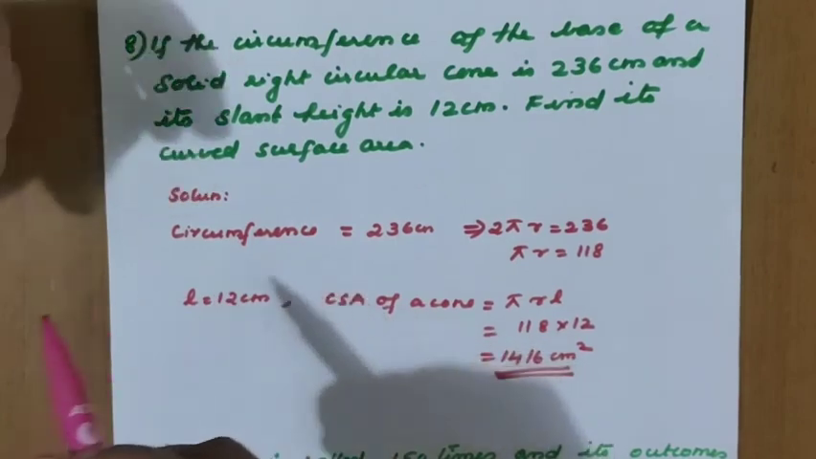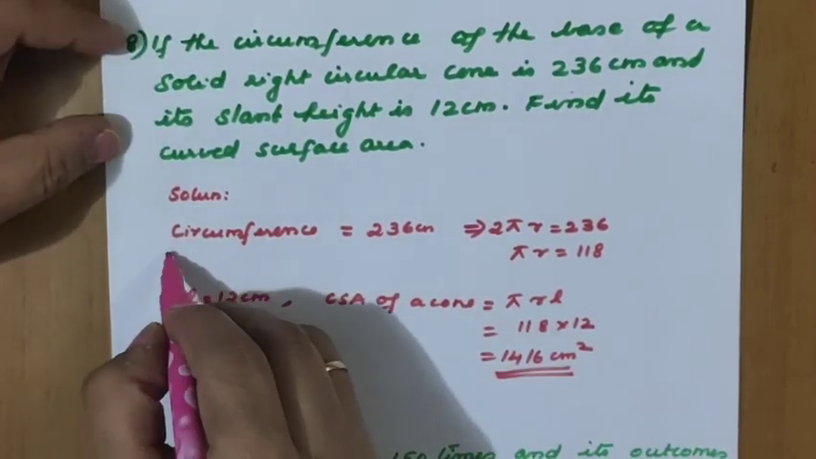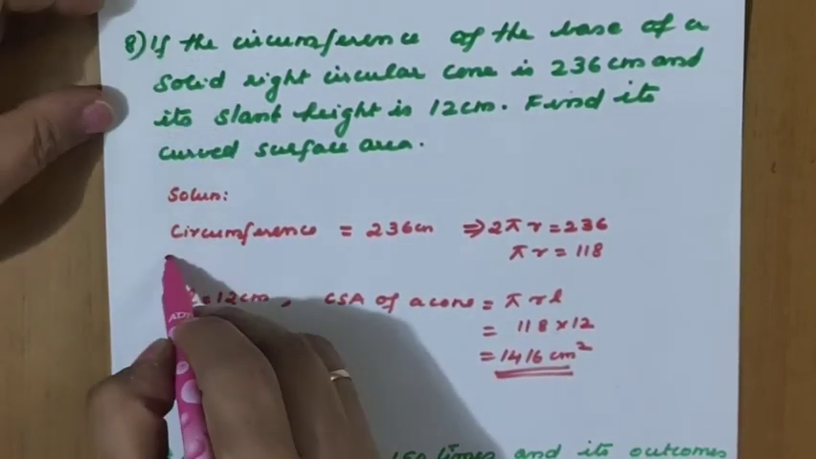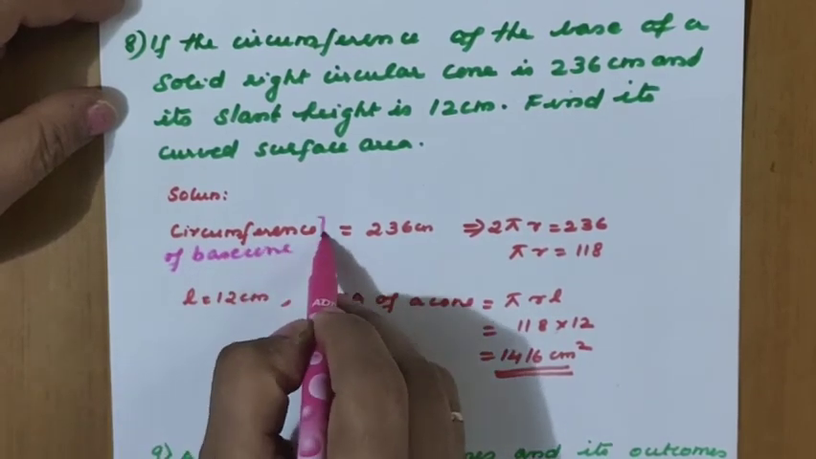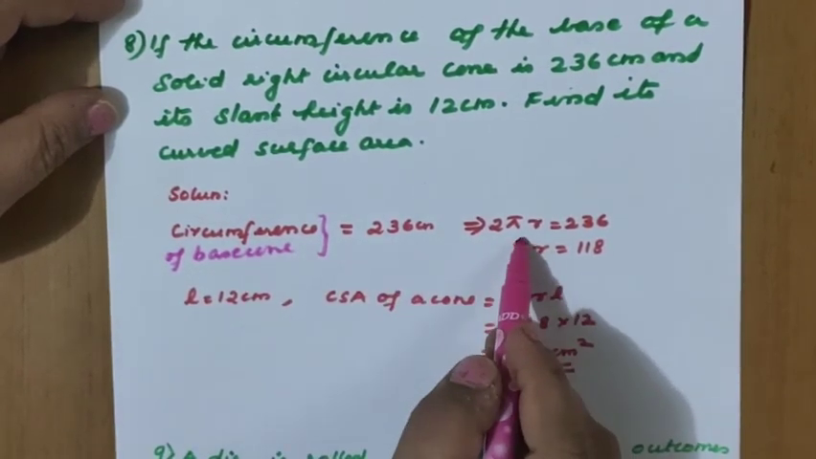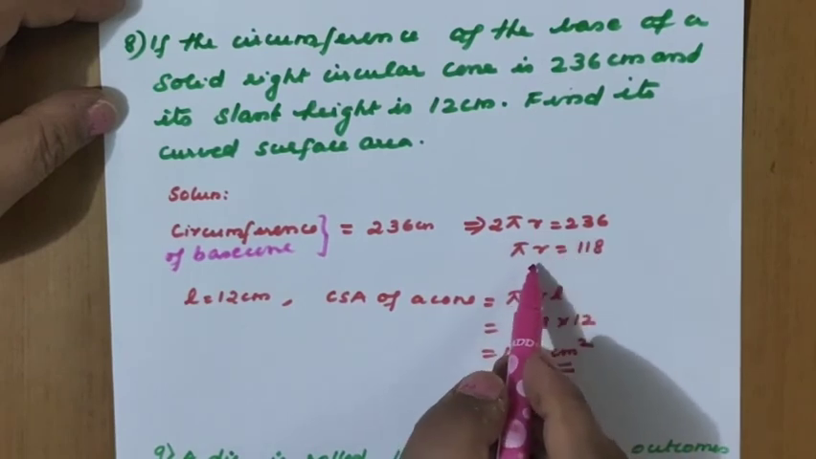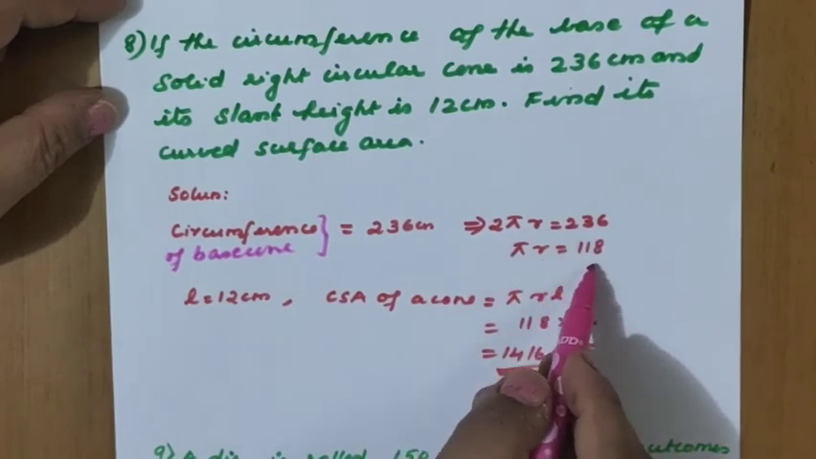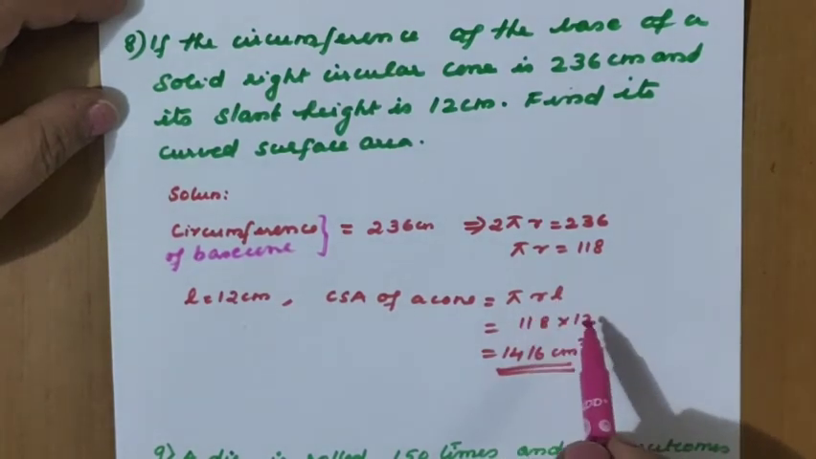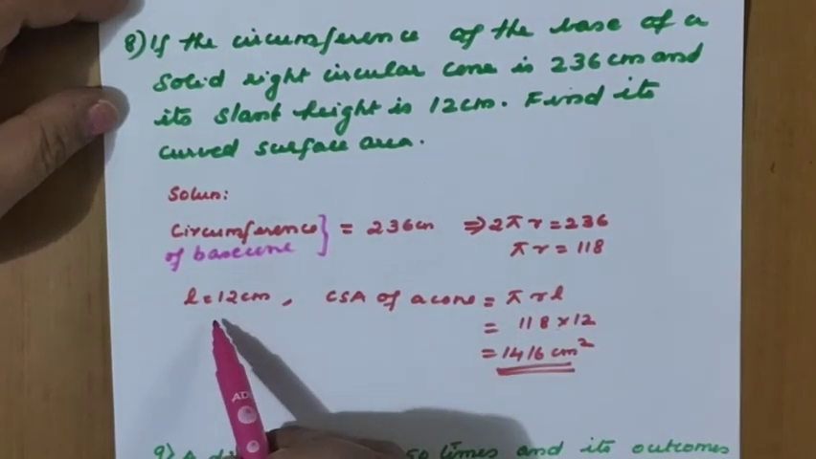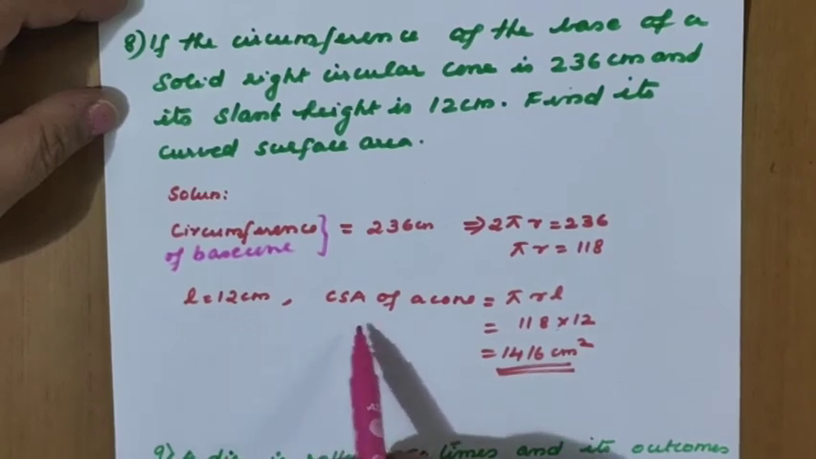Circumference of the base of the cone. That means it will be equal to 2 pi r. So 2 pi r equal to 236. If we go for pi r, it will be equal to 118 only. Why we are going for pi r, you will come to know by the next formula. L is also given. L is equal to 12 centimeters.